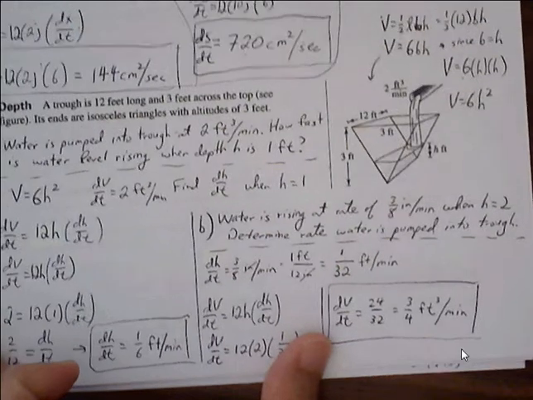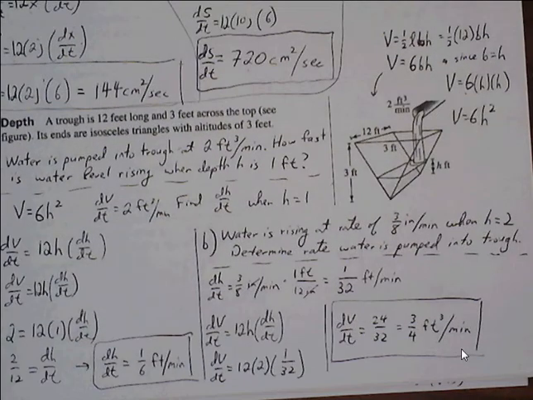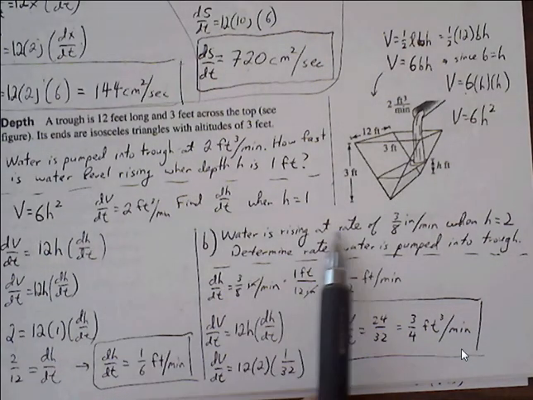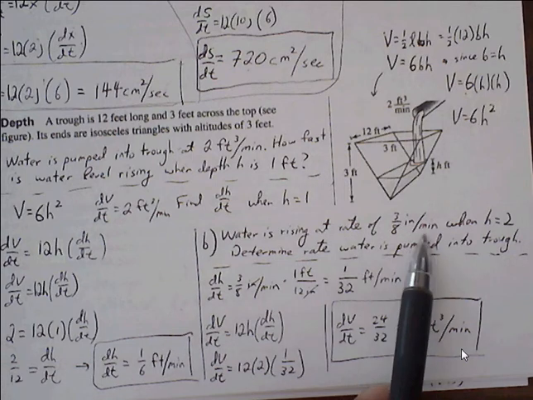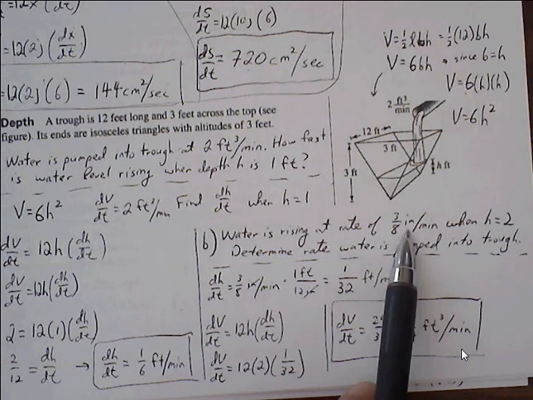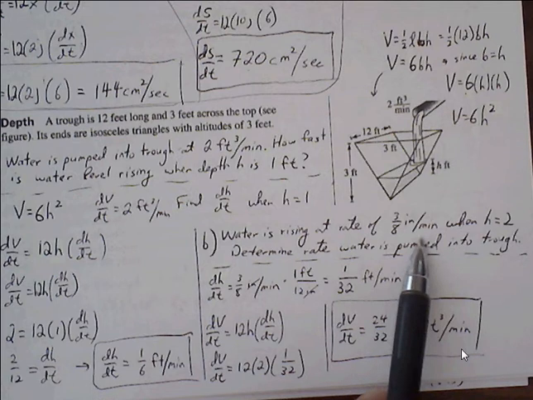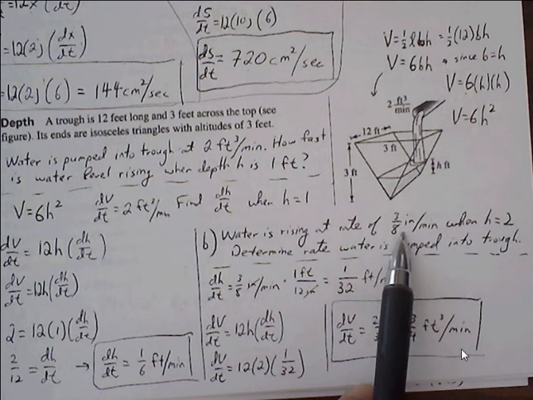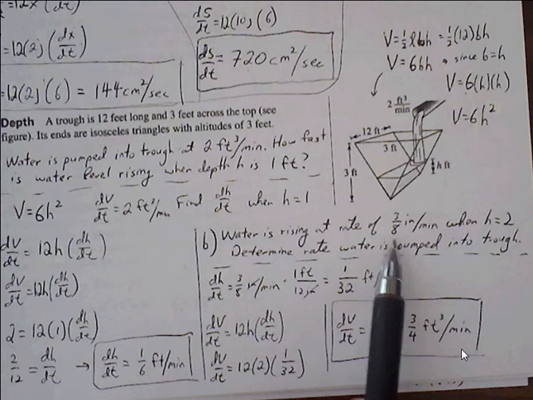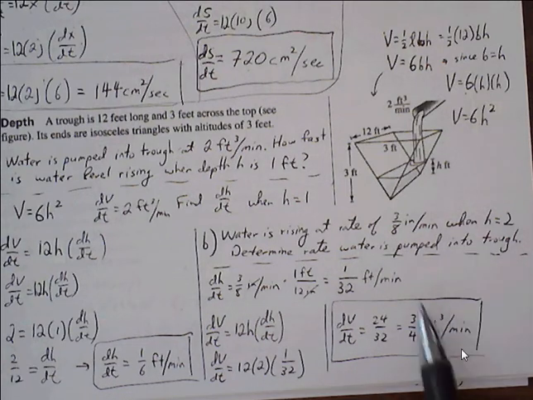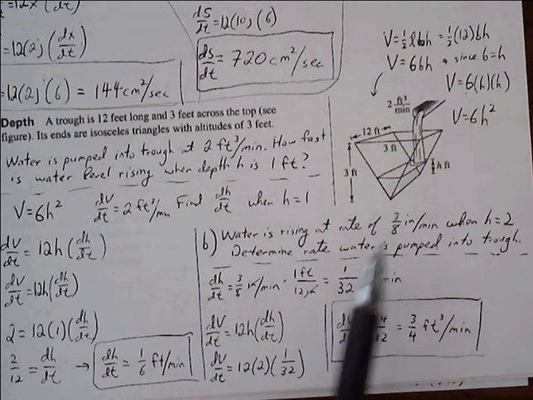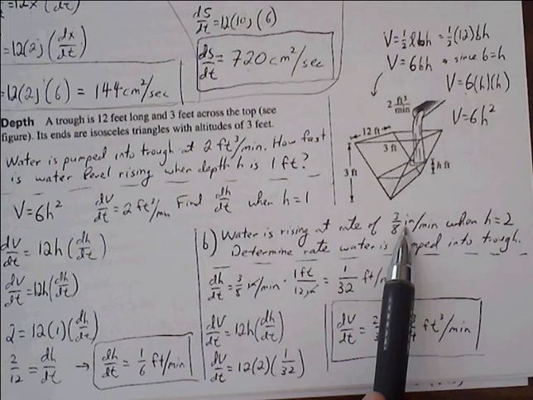Part B, water is rising at a rate of 3/8 inches per minute when h equals 2. Determine the rate at which water is pumped into the trough. We see inches per minute. That's a one-dimensional unit, so we know that is referring to dh/dt. So we're given dh/dt, but everything we want is going to be in terms of feet per minute. So we have to convert the 3/8 inches per minute.